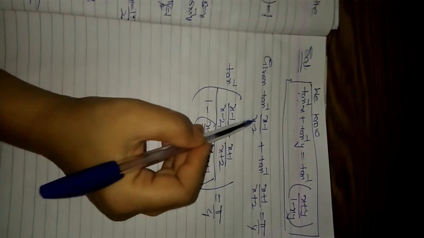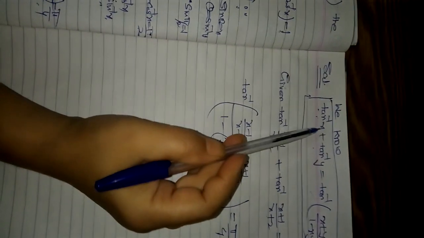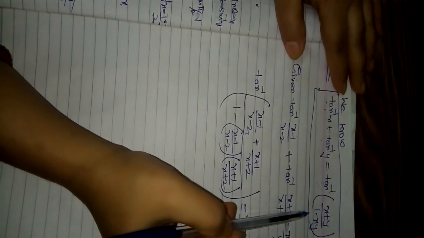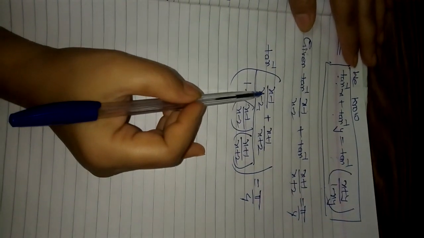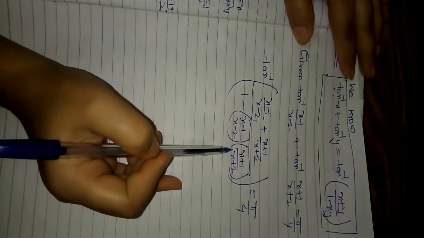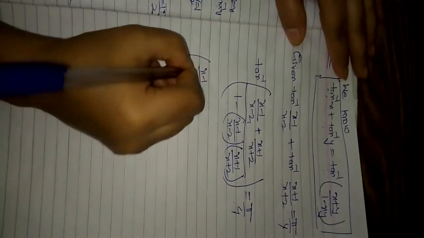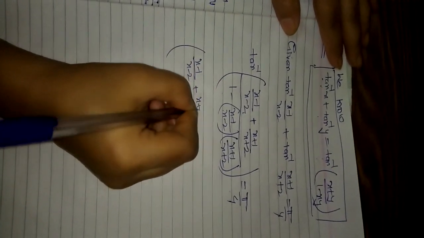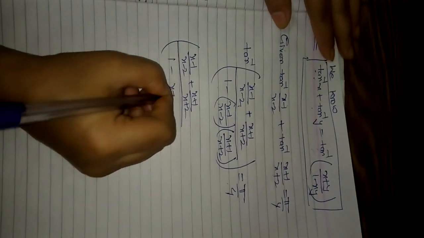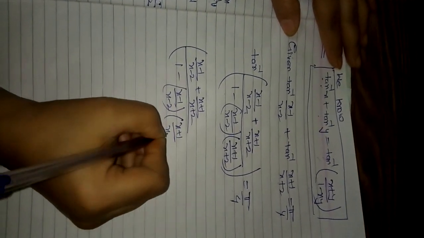Now here, in the place of x this term is given and in the place of y this term is given. So the formula is tan inverse x plus tan inverse y equals tan inverse (x plus y upon 1 minus xy). So here we will put tan inverse of x plus y upon 1 minus xy equal to pi by 4. In the next step, x minus 1 upon x minus 2 plus x plus 1 upon x plus 2 as it is, over 1 minus x minus 1 upon x minus 2 into x plus 1 upon x plus 2.